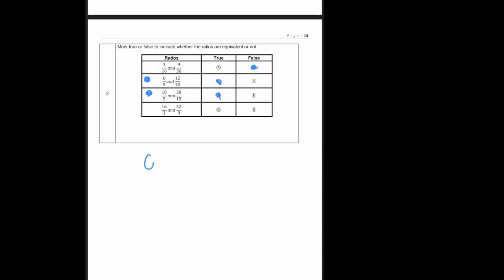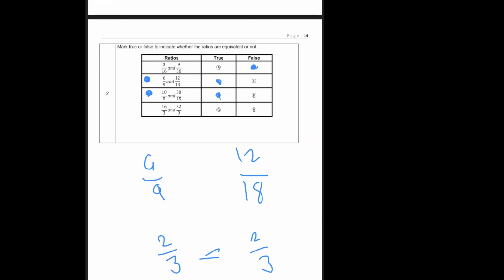So 6 over 9 and 12 over 18. 6 over 9 can be reduced to 2 over 3, because you can divide by 3 for both. And this one can also be reduced to 2 over 3, because if you divide by 6, you get 2 and then 3. So they're equal. And that's the simplification way.